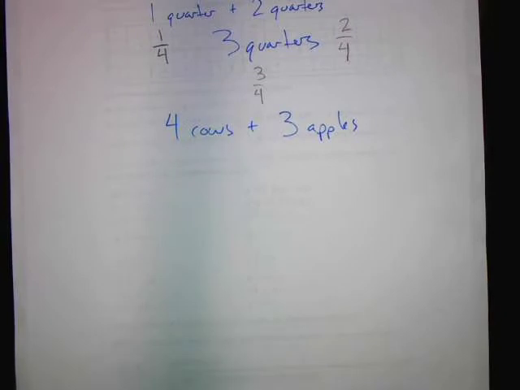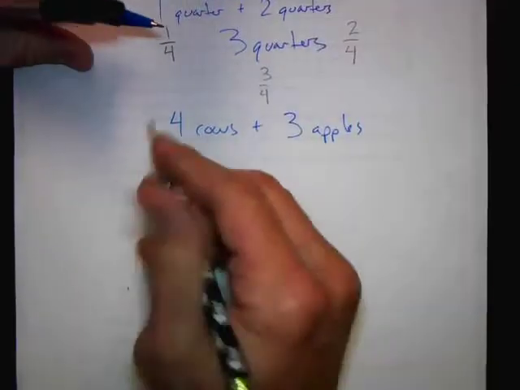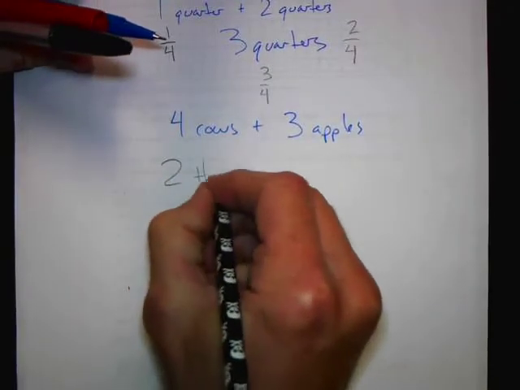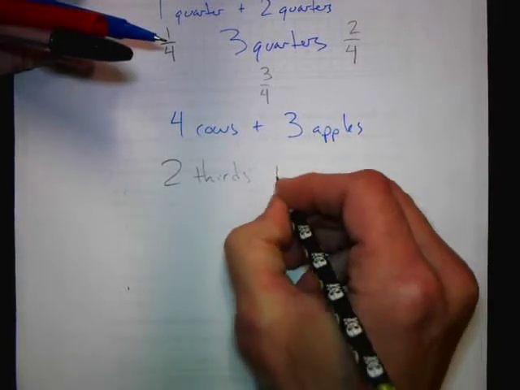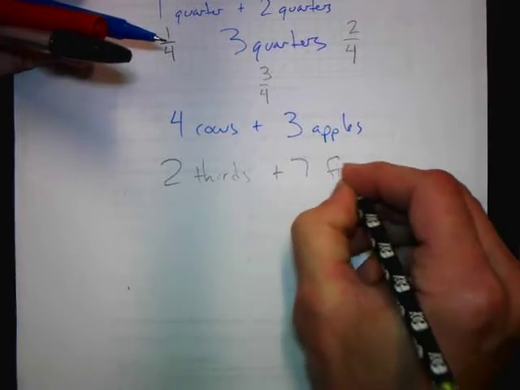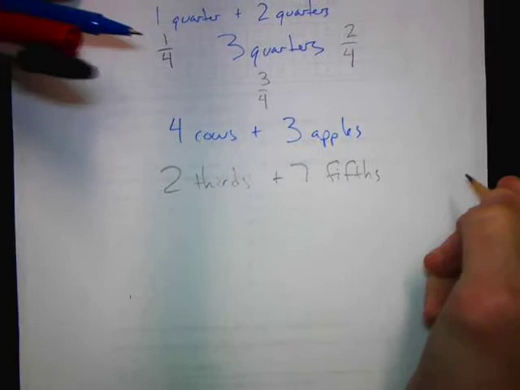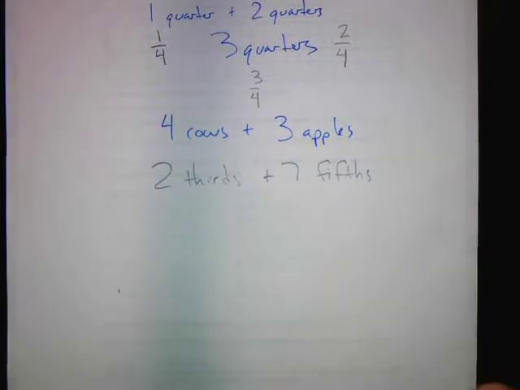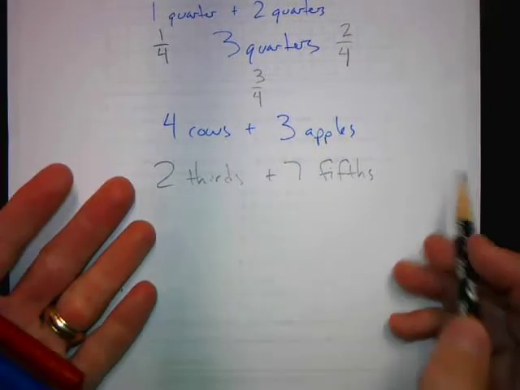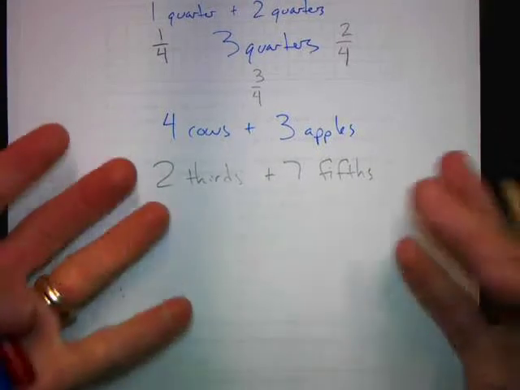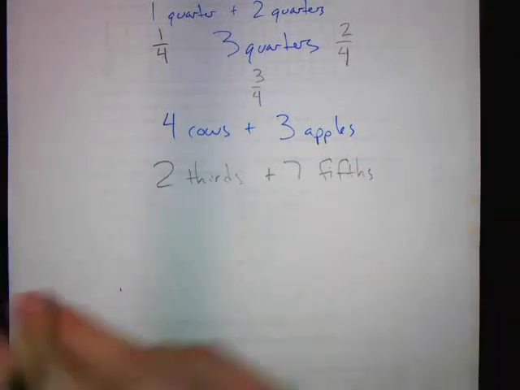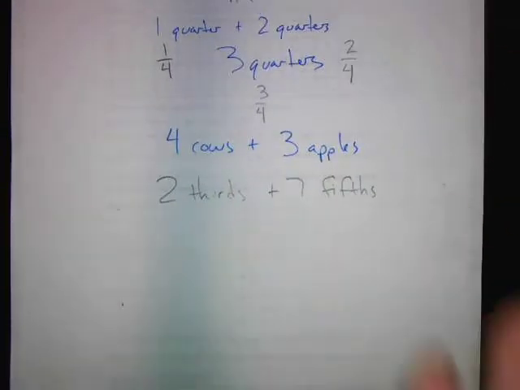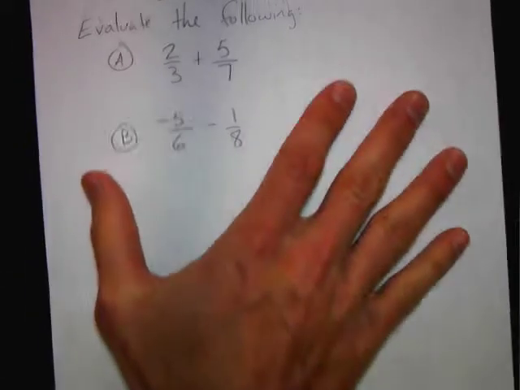So take, for example, if I had 2/3 and I wanted to add to it 7/5, what do I have? Some people might say 9. Well, 9 what? 9/8? It doesn't exist. So we can't work with things like this. We have to be able to manipulate things so we have the same type of stuff, okay? So that's the concept of adding and subtracting things.